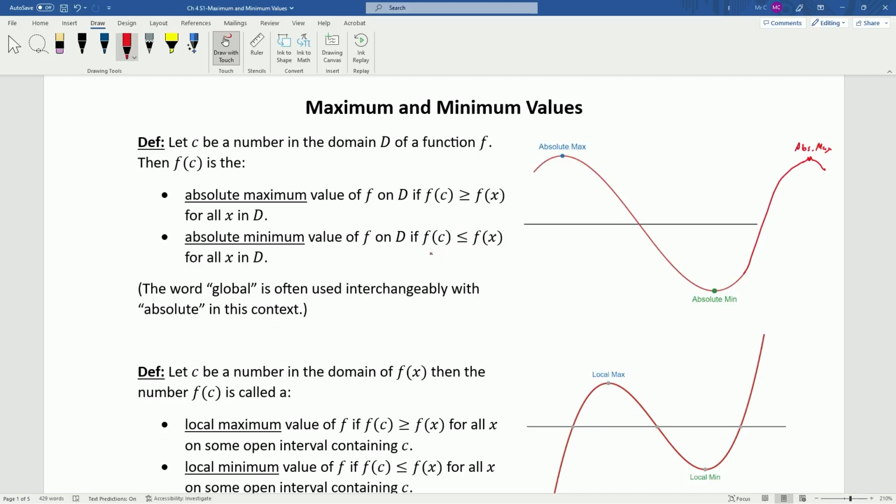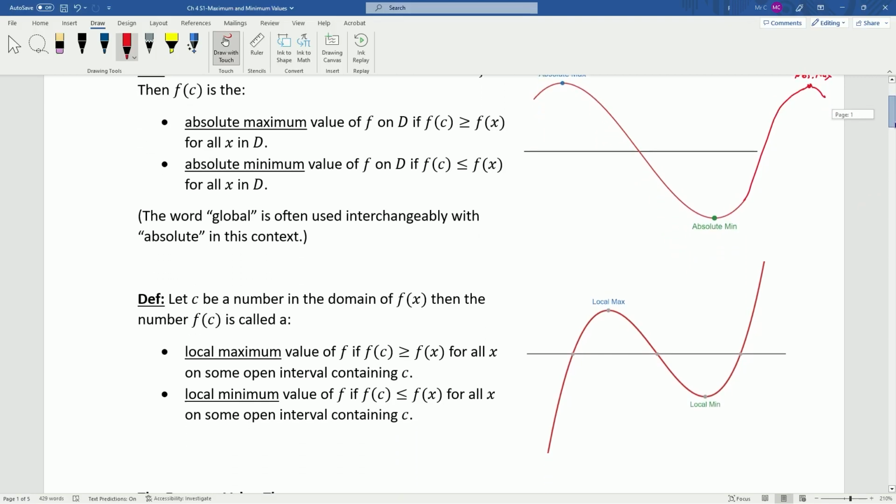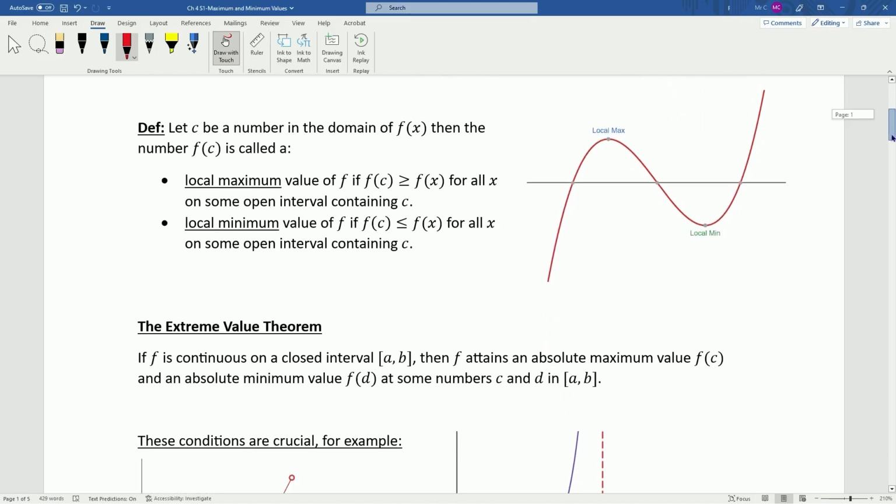Okay, you will often see the term global used interchangeably with absolute in this context. So someone might say global maximum or global minimum. That means exactly the same thing. All right, now let's go to our next definition.